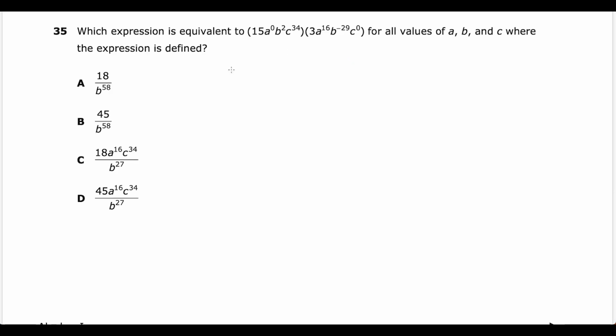This is our solution. Question 35, which expression is equivalent to this? And what I would do is I would start by multiplying the numbers. We have 15 times 3 is 45.